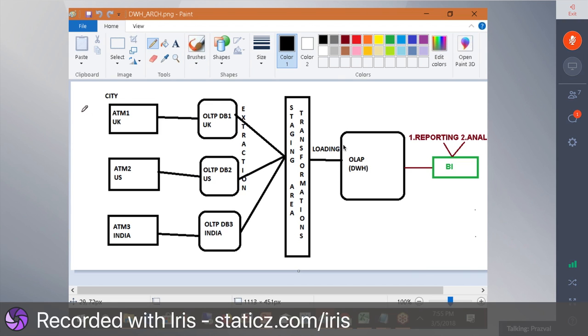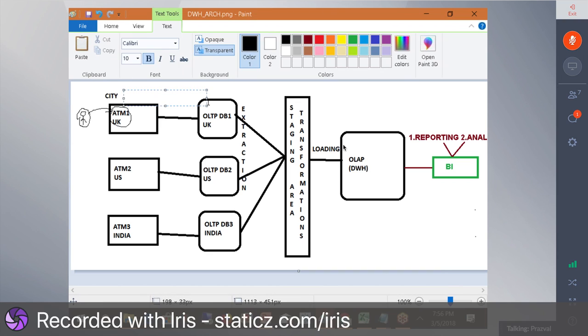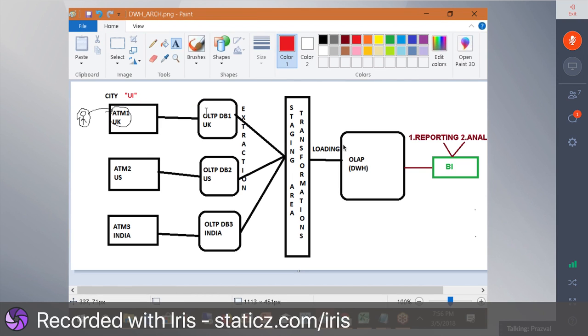Let's assume there is a customer from the UK. If he or she performs any transaction, those transaction details won't be stored in the ATM. The ATM is just going to act as a user interface. If you perform any transaction at any ATM, let's assume in Hyderabad, that transaction detail won't be stored in the ATM. It will get stored in a remote database known as OLTP. OLTP stands for Online Transactional Processing System. All the transaction details from the UK counterpart will get stored in the UK OLTP.